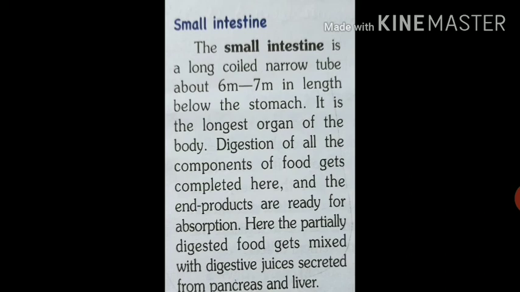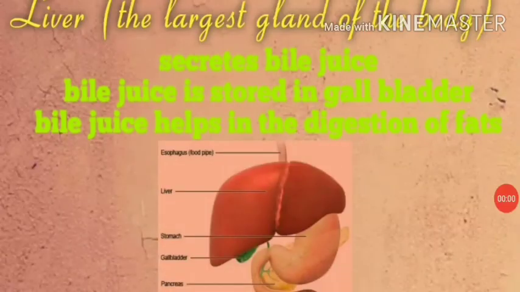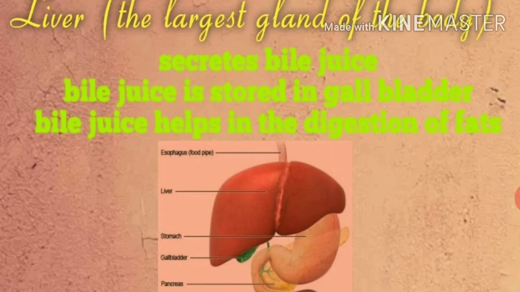So here partially digested food gets mixed with the digestive juices secreted from pancreas and liver, and then the digestion of all the components of food gets completed here. The liver secretes bile which plays an important role in the digestion of fat. Bile is stored in an organ called gallbladder before being released in the small intestine. So students, it is clear to you that liver is the largest gland of our body. It secretes bile juice. Bile juice is stored in gallbladder and helps in the digestion of fats.